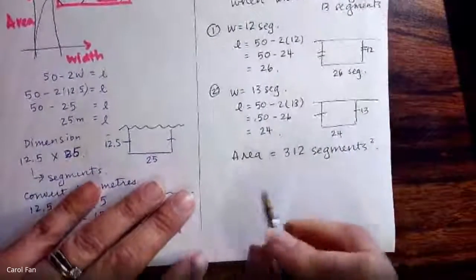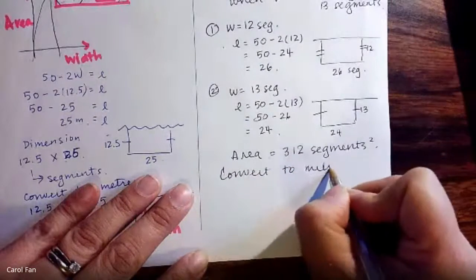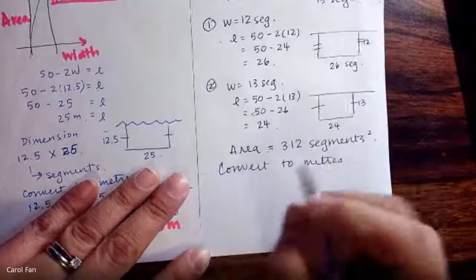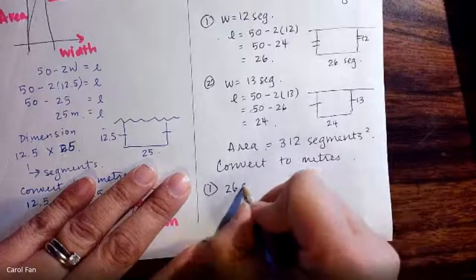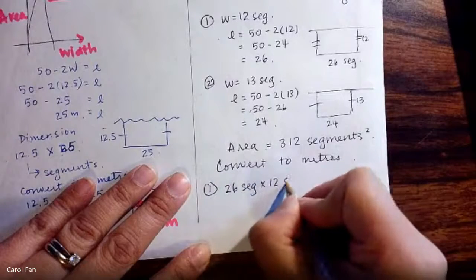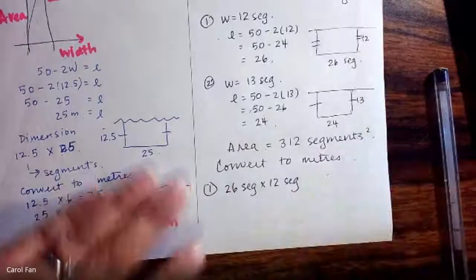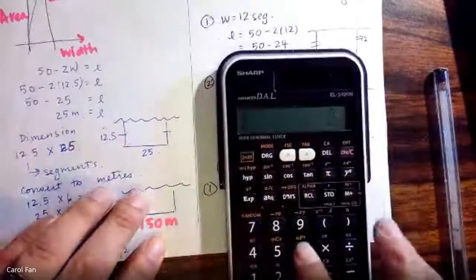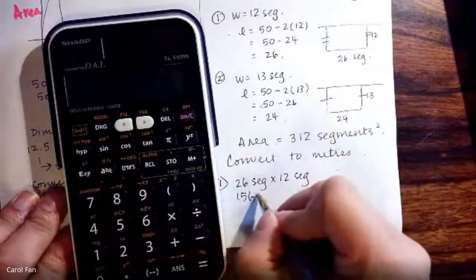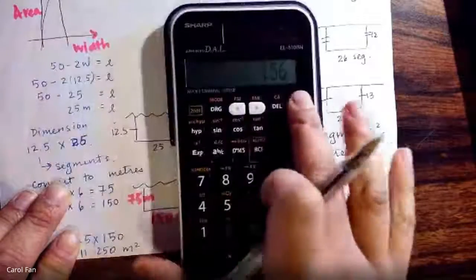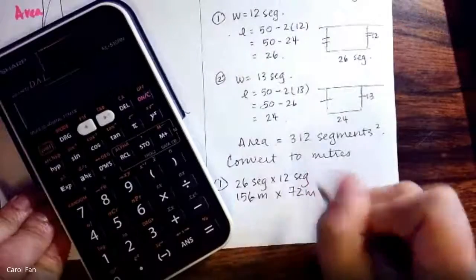If I were to convert this into meters, I now need to multiply each of our answers into meters. 26 segments by 12 segments. So to multiply, 26 times 6, 156 meters by 12 times 6, 72 meters.